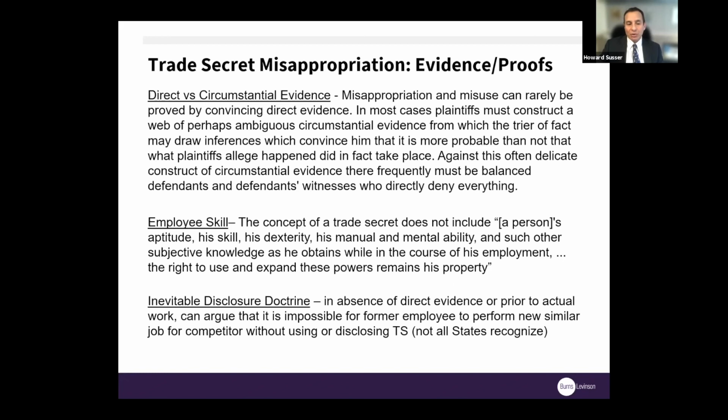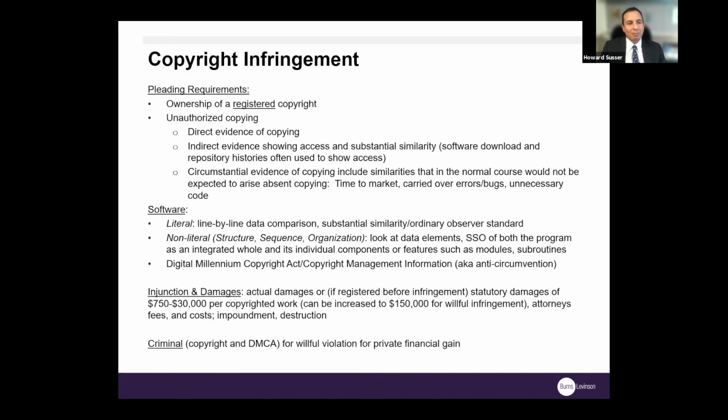The inevitable disclosure doctrine holds that if the person knows so much about your business in an area and is going to a direct competitor who makes the same product, very close, it will be inevitable that she will use that trade secret information, and that can be mounted as an argument.